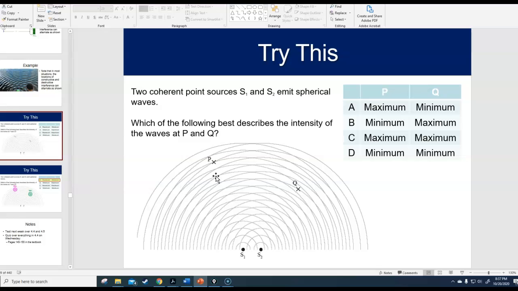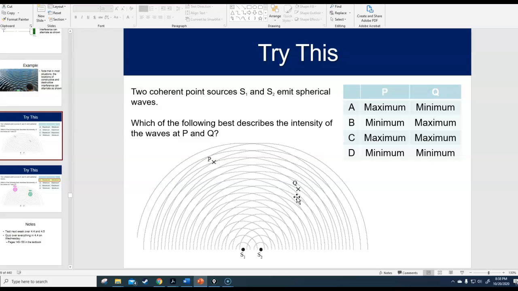Okay, so if you look at point P, notice that you see two lines intersecting, but the two lines are the wavefronts of these two waves. And wavefronts appear at the crests. So basically if you have two lines meeting up, you have a crest meeting a crest, that's going to give you constructive interference, and so you're going to have a maximum intensity at point P.